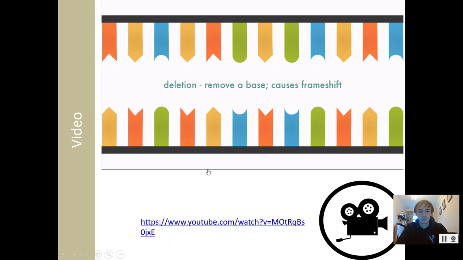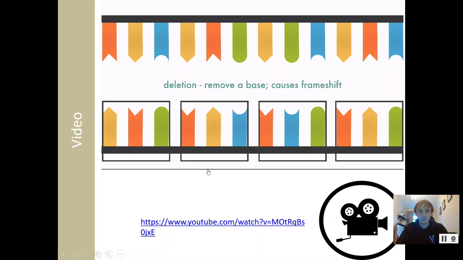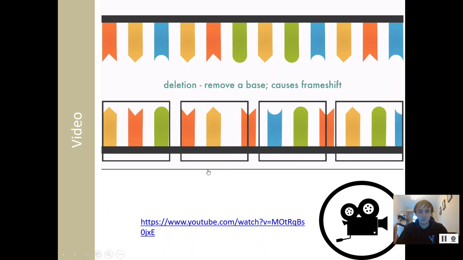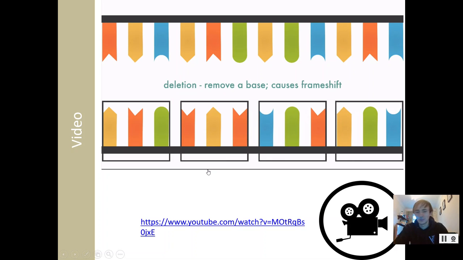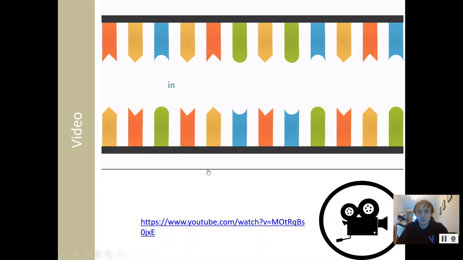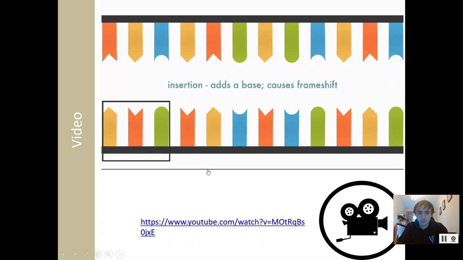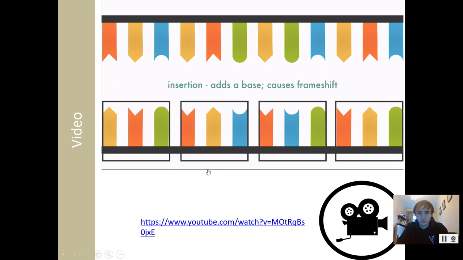Originally, the codons would be formed in this pattern. But after the deletion, the amino acid sequence will change because the bases shift by 1. The resulting protein will likely be non-functional. An insertion adds a base, but also causes a frame shift, which changes every amino acid after the mutation. Originally, the codons would be formed in this pattern. But after the insertion, the amino acid sequence will change because the bases shift by 1. Again, the resulting protein will likely be non-functional.